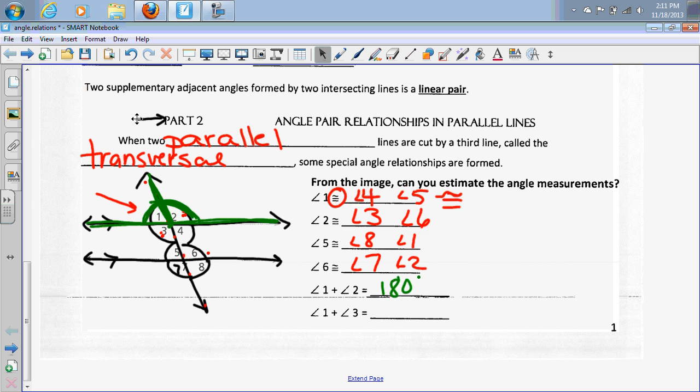What about angles 1 and 3? They're going to share a side, they're going to share a vertex, they're adjacent, so therefore they will also be 180 degrees. Are there more angles that fall into this category?